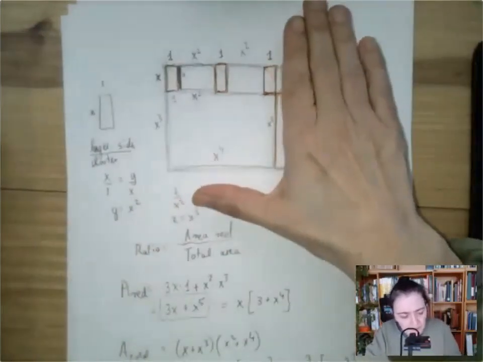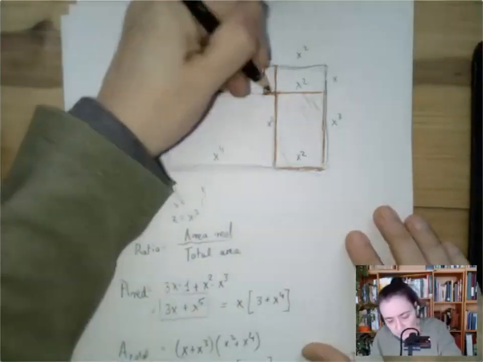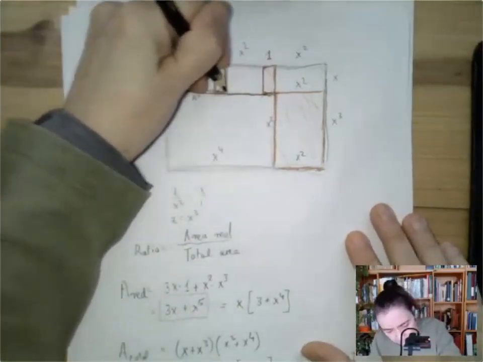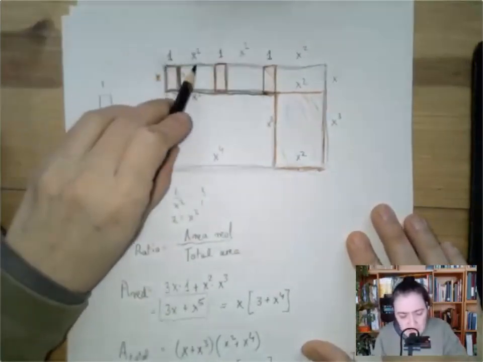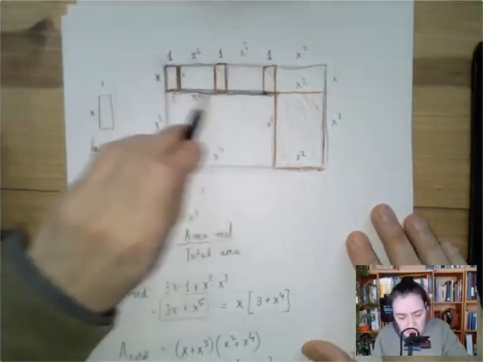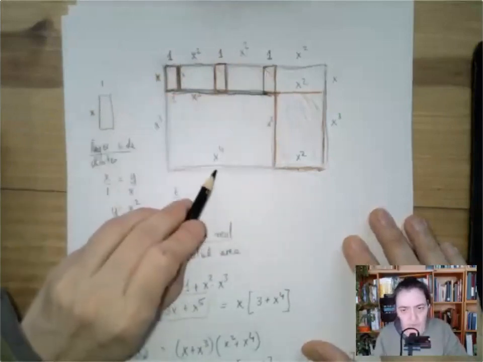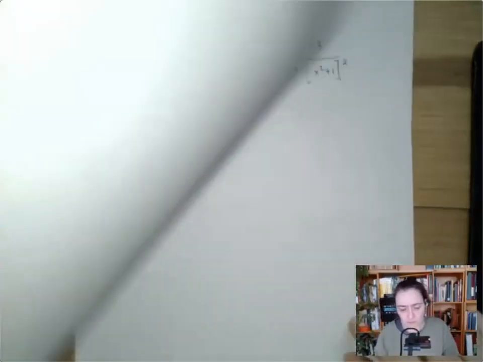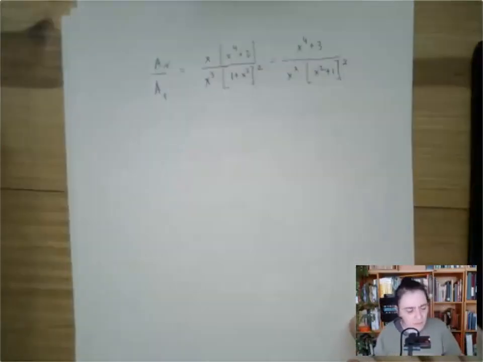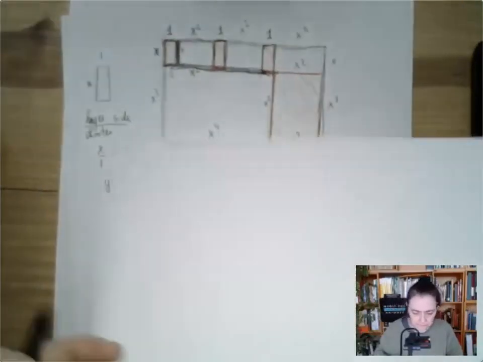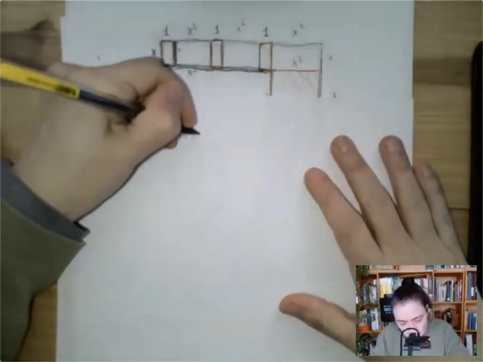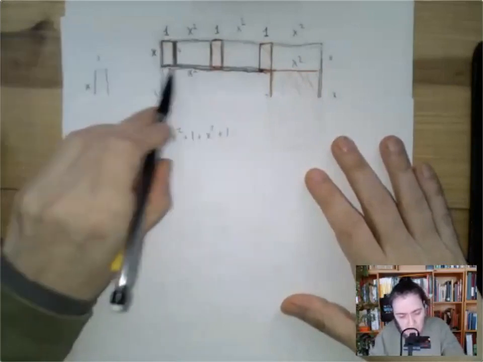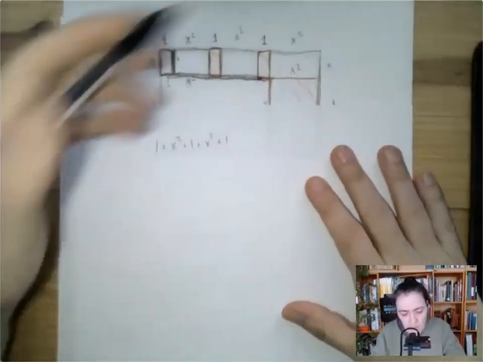So I think the easiest equation would be expressing that this line is 1 plus x squared plus 1 plus x squared plus 1, but it is also just x to the fourth. That will give us an equation in x, although it's a little bit scary because it seems to be degree 4. So the equation will be 1 plus x squared plus 1 plus x squared plus 1 equals x to the fourth.